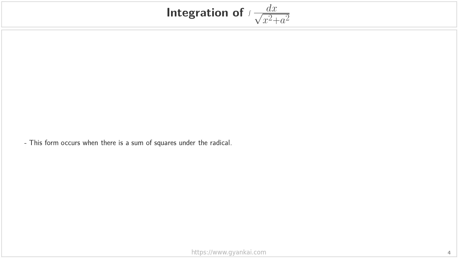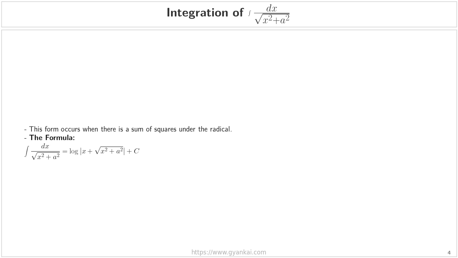Remember, in the previous slide, we had a difference of squares, and before that, a difference under the radical with the constant term first. This one is different. We have x squared plus a squared inside the square root. The formula for this integral is the integral of 1 over the square root of x squared plus a squared dx equals log absolute value of x plus the square root of x squared plus a squared, plus the constant of integration c.